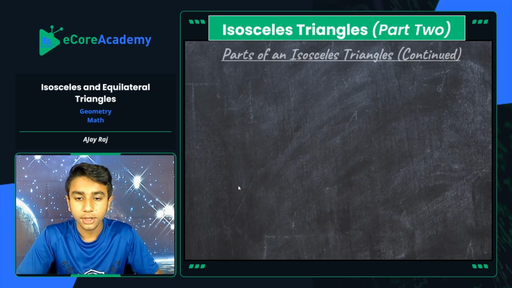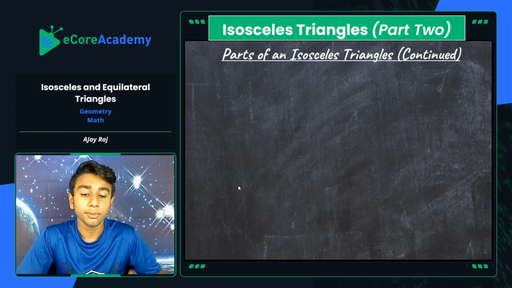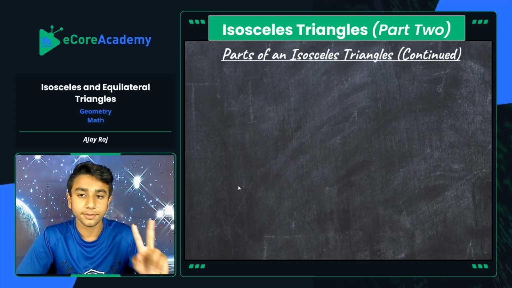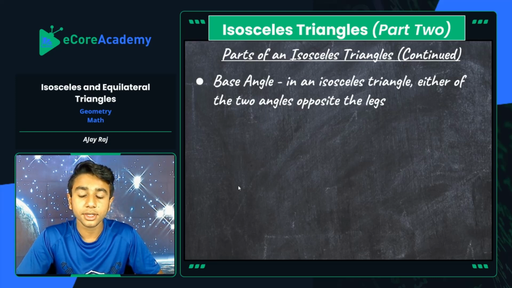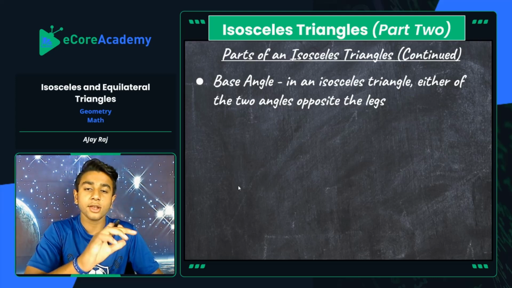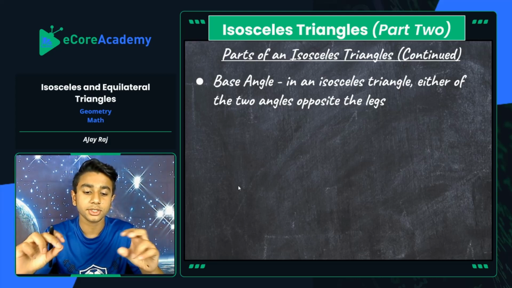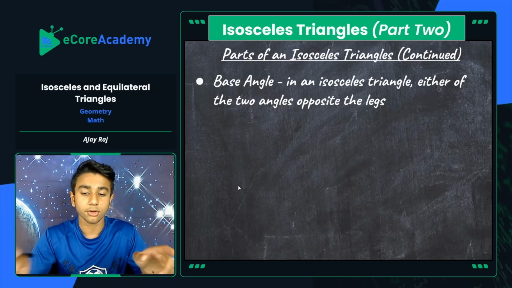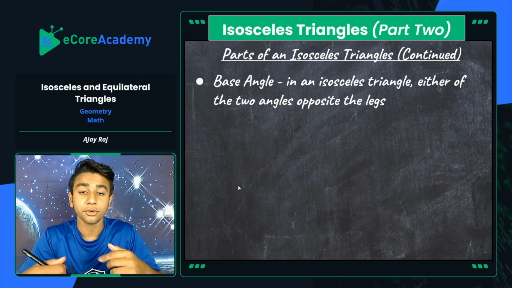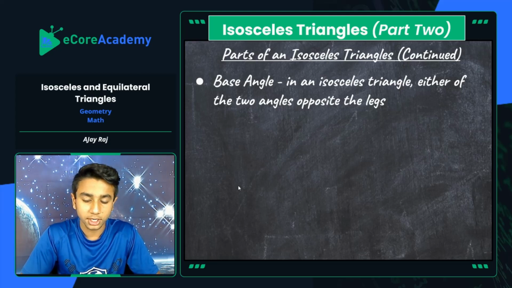Isosceles triangles part 2. Let's look at the parts of an isosceles triangle, and we're going to go further and look at all the angles and positions of the side lengths as well. So the base angle in an isosceles triangle is either of the two angles opposite the legs. So if you look at the legs of an isosceles triangle, you have the two congruent sides, and basically each angle that is completely opposite, you can draw a diagonal from. Those two angles at the bottom near the base are going to be your base angles, and they're diagonal opposites from the legs of the isosceles triangle.